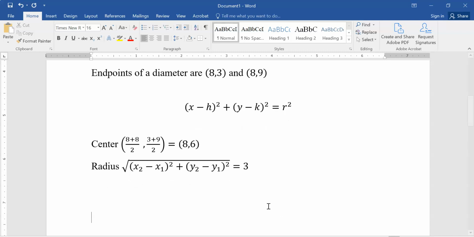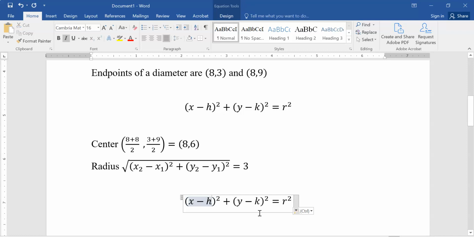Now we're not quite done yet because remember what we were looking for is an equation. We were looking for this equation filled out. So now that I have my center and my radius, now I can just write in that equation. And again, x minus 8, y minus 6, my radius is 3, so 3 squared over here on the right, which gives me a 9. So my equation of the circle that I was looking for is (x minus 8) squared plus (y minus 6) squared equals 9.